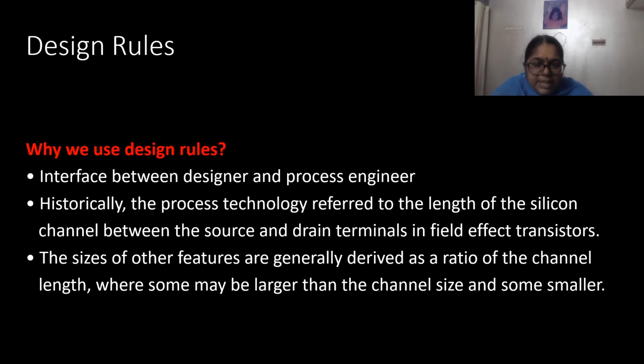The size of other features is generally derived as a ratio of the channel length, where some may be larger than the channel size and some smaller. Now once I fix the size of the channel using the process technology which I have used, then the size of the other features will be indicated based on the length of the channel.